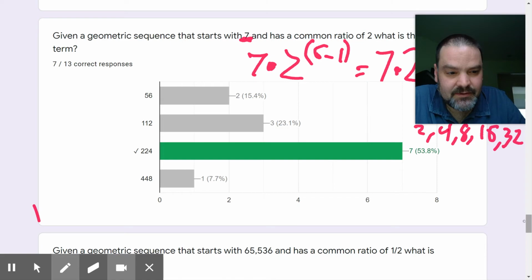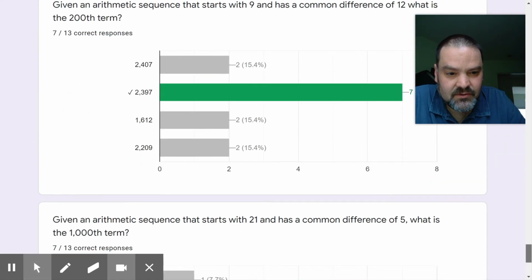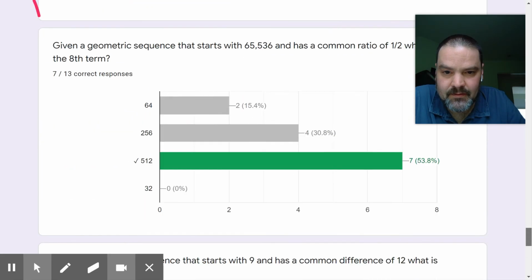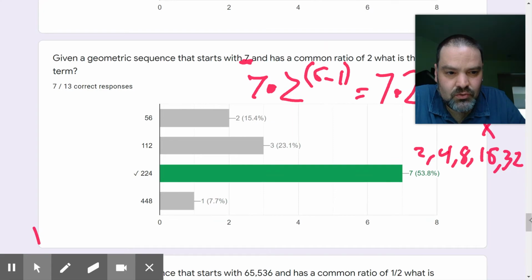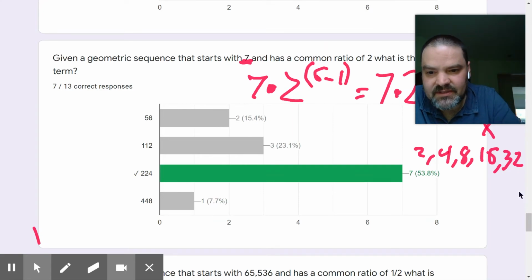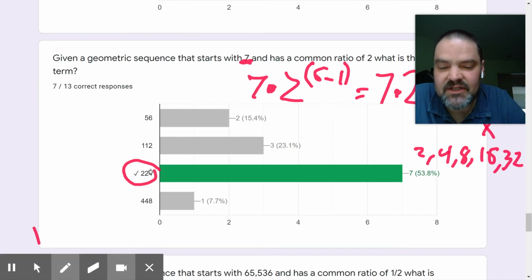Oop. Sorry about that. I did not mean to move the page. Where were we? Okay, 32. So it's 32 times 7. 32 times 7. And plug it in your calculator if you don't believe me. 32 times 7 is 224.